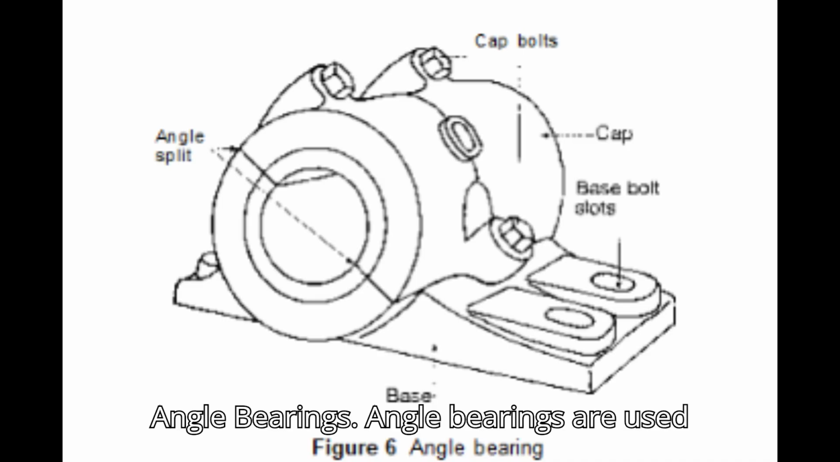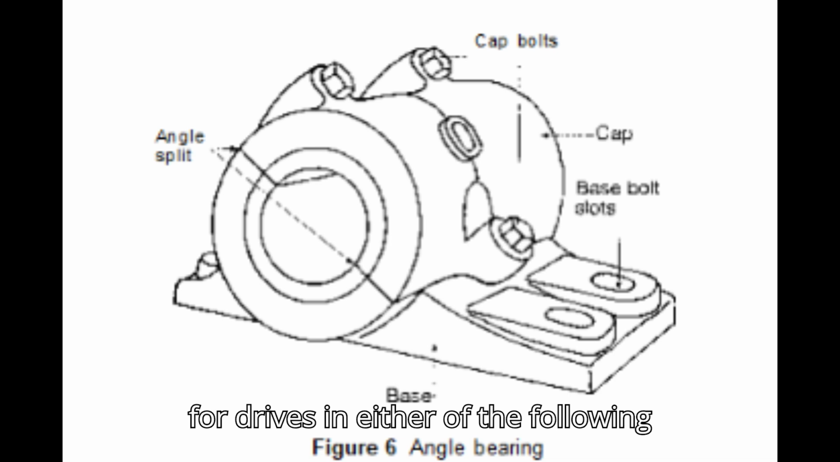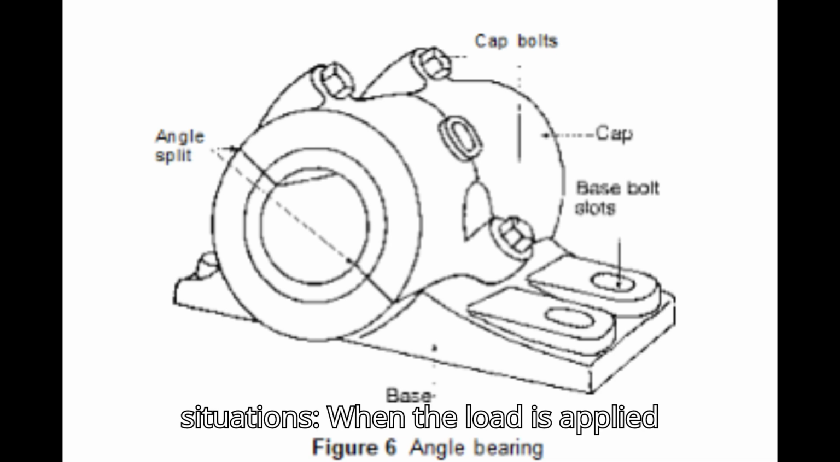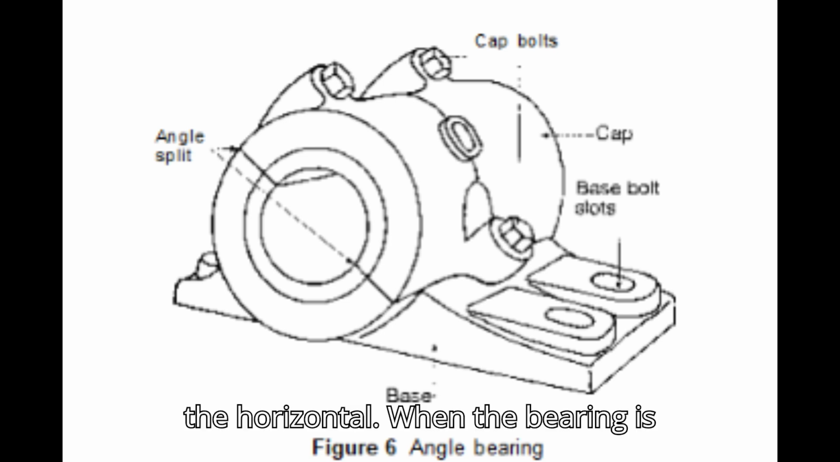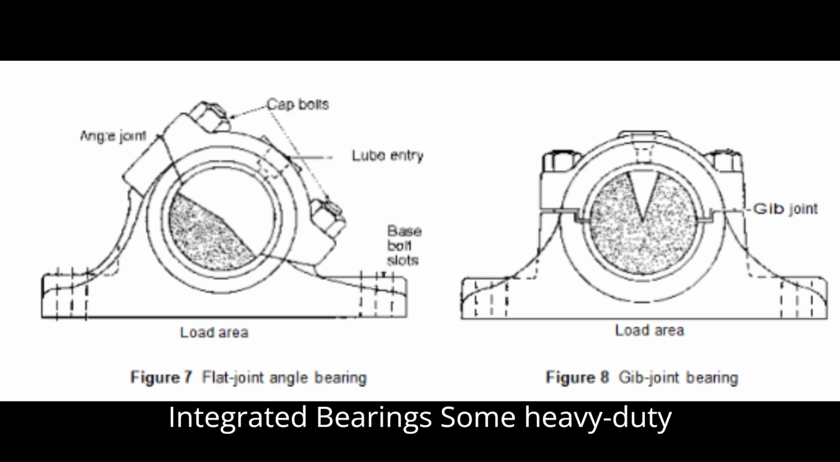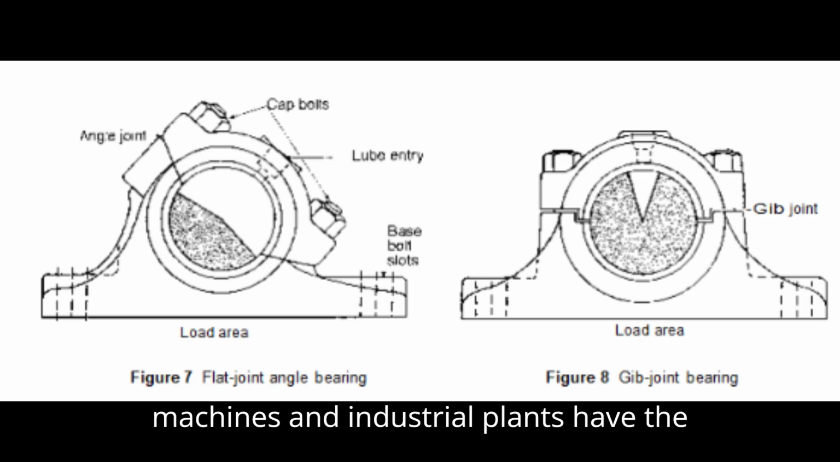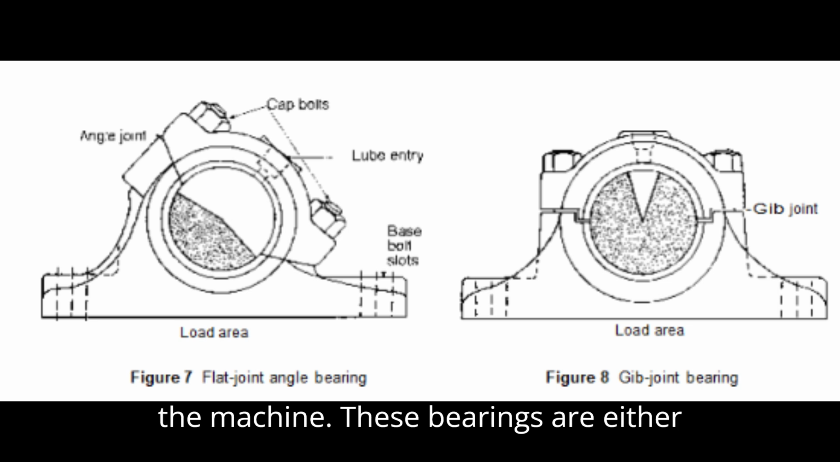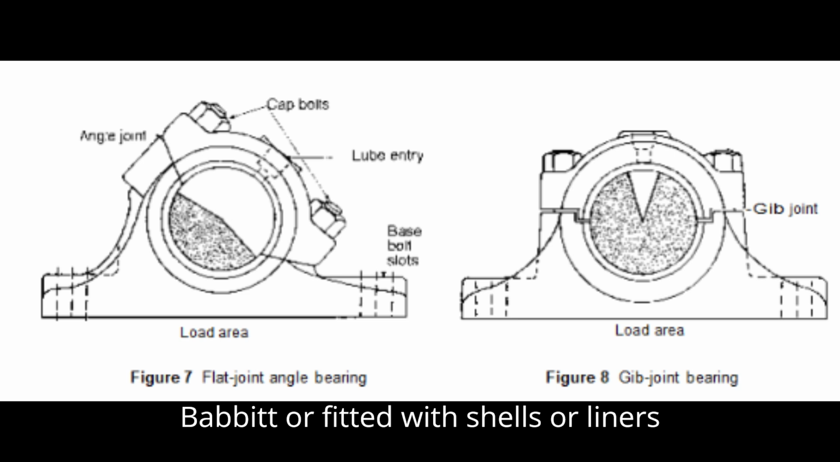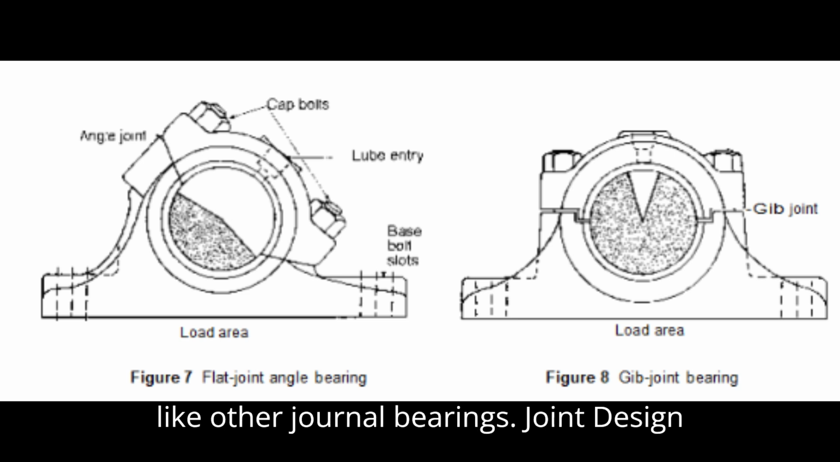Angle bearings. Angle bearings are used for drives in either of the following situations: when the load is applied parallel to, or at a slight angle to, the horizontal, or when the bearing is mounted on a vertical support. Integrated bearings. Some heavy-duty machines and industrial plants have the bearing base cast as an integral part of the machine. These bearings are either babbitt or fitted with shells or liners like other journal bearings.